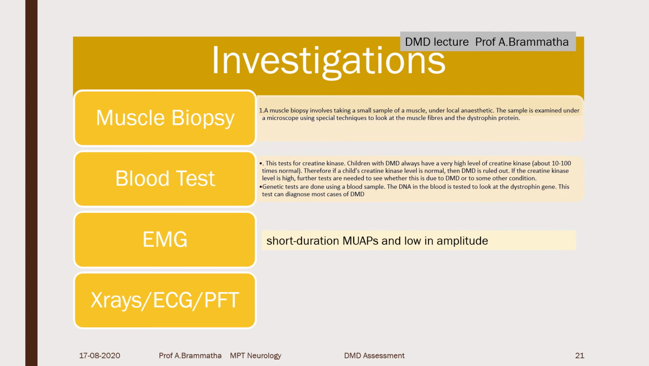And we do look for the recruitment and interference pattern. That also has classical findings in the later stages. There will be no muscle recruitment also. That means, like in an ECG asystole, you see a straight line. You can see a straight line, no interference pattern, in a DMD boy's muscle.